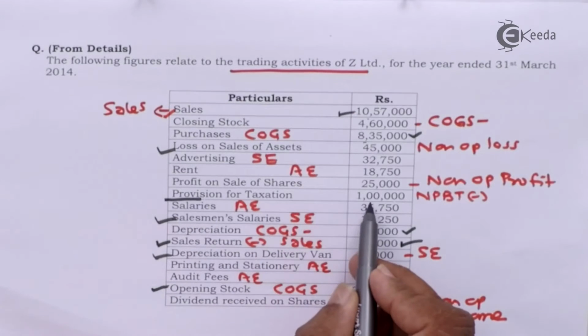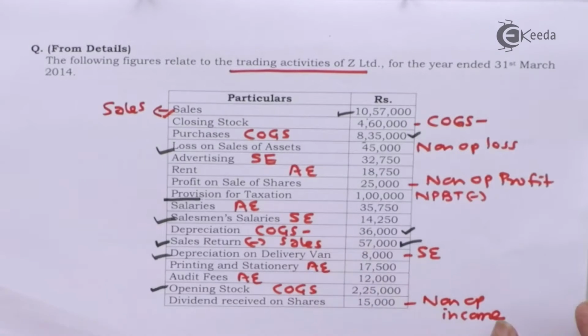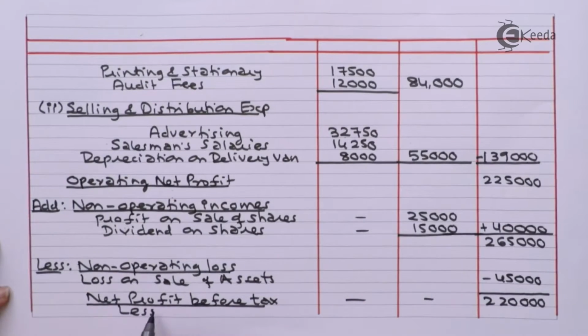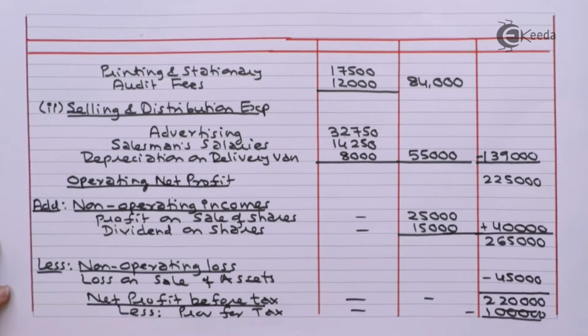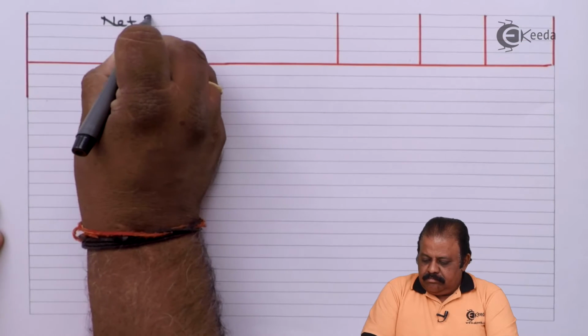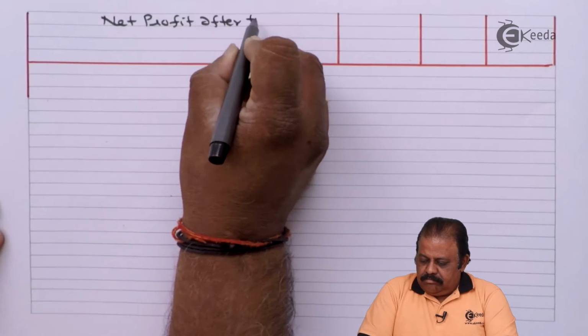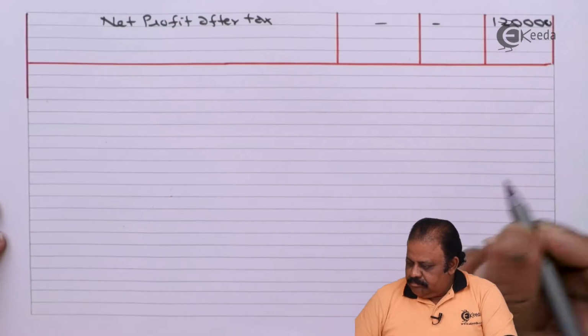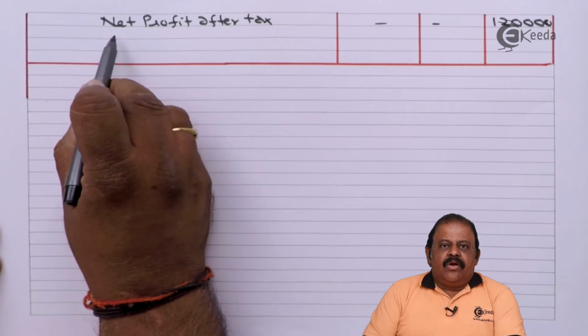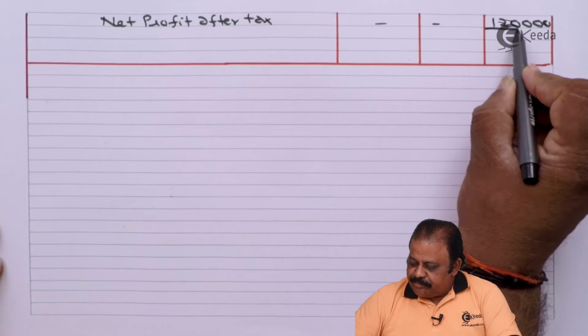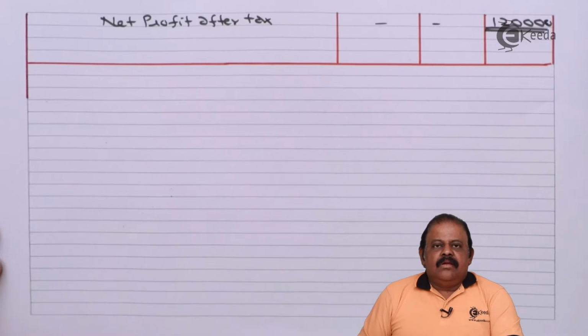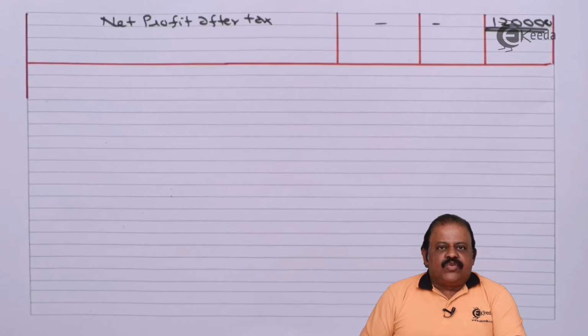Provision for taxation we have 1 lakh. Less provision for tax 1 lakh. Finally we got net profit after tax 1,20,000. Let us calculate now various ratios.